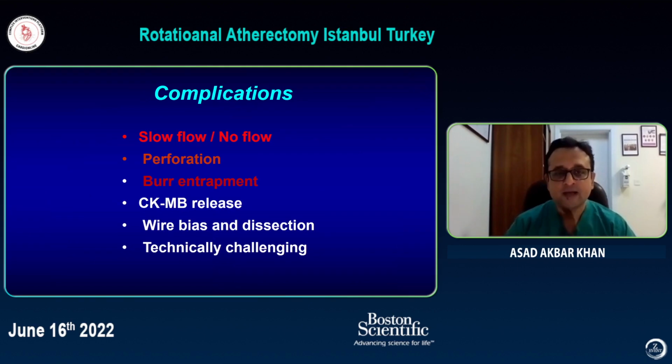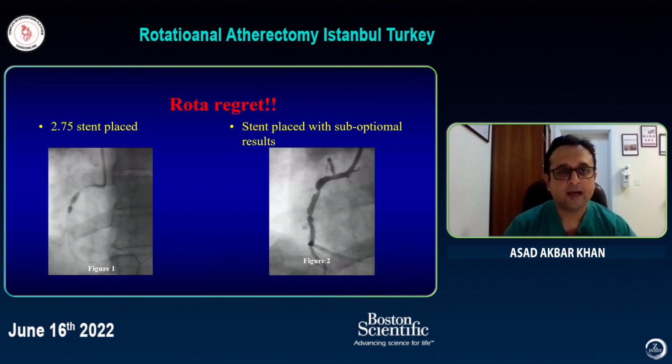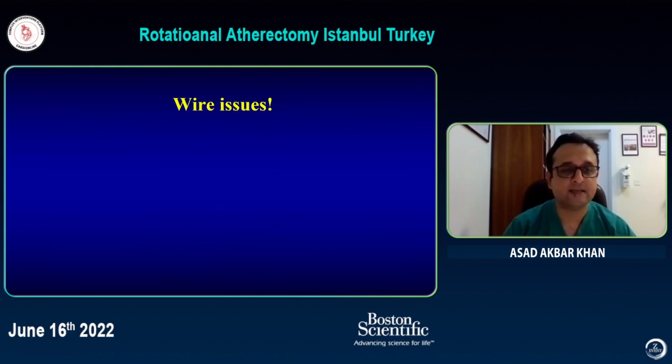So complications. Obviously, the most dreaded and the commonest ones are slow flow or no flow, perforation and burr entrapment. So we're going to go through some tips and tricks to deal with them in a bit. But I think probably the biggest complication is not doing the rota when you feel rota is indicated. We call it the rota regret, and probably a lot of us have seen it, and we always say that if you feel like rota, always do rota rather than putting in an underdeployed stent.